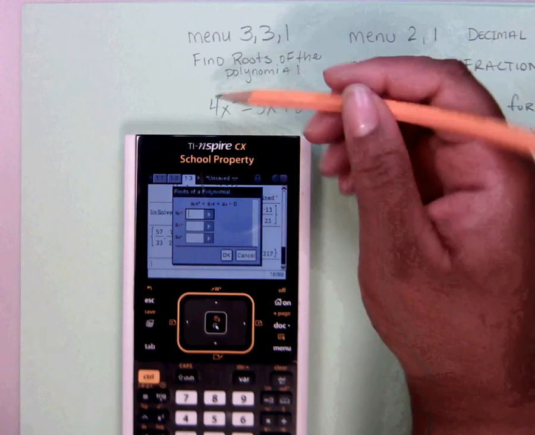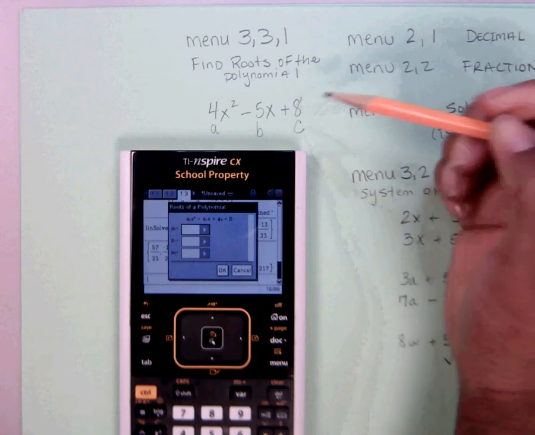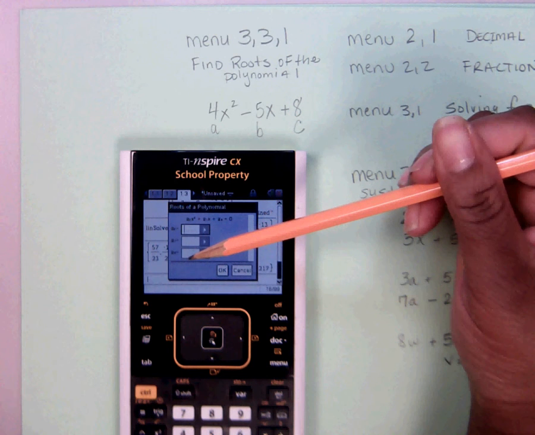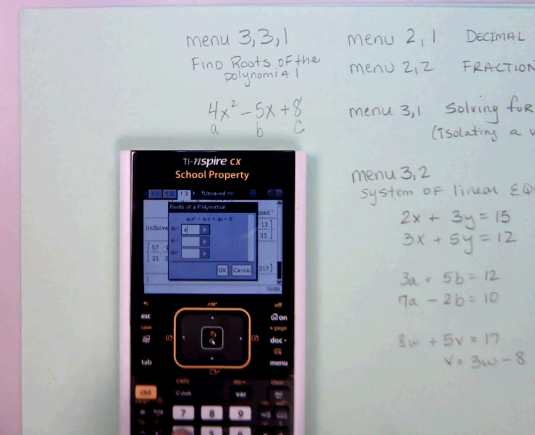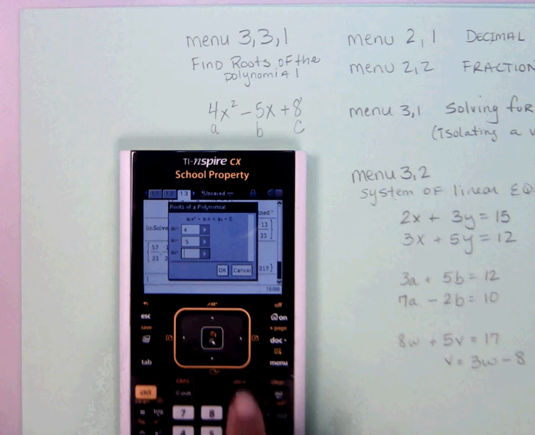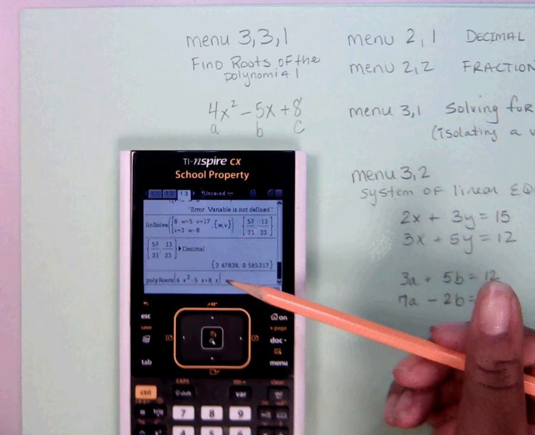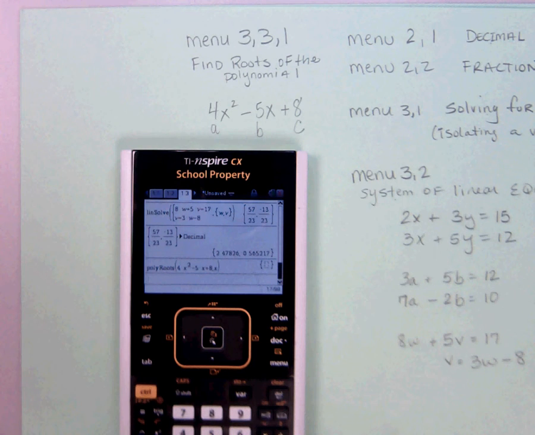And so, we call it A, B, and C. Calculator calls it A2, A1, A0. But it's still A, B, and C. So you put 4, -5, +8. And when you get this, press enter again. And there are your answers.